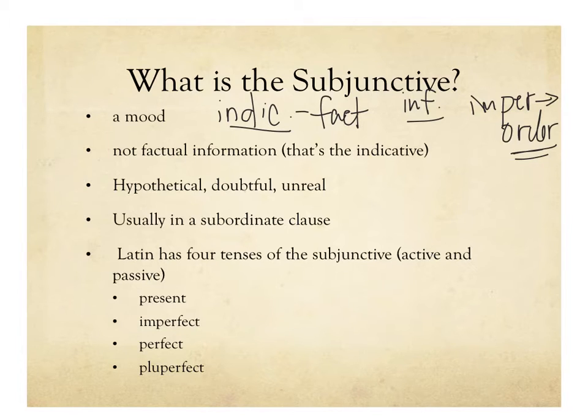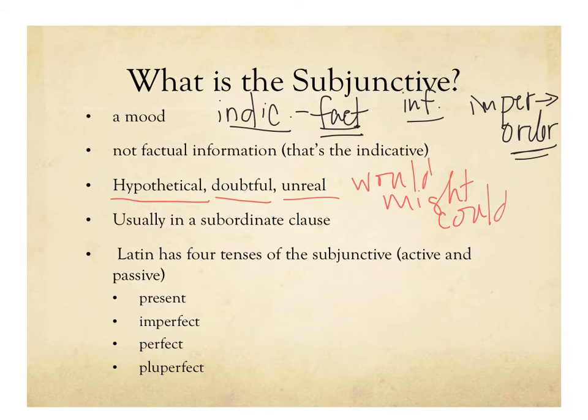And so we do have these other moods that we know. The subjunctive is a mood that we're going to use for really specific purposes. Unlike the indicative, which is about factual information, the subjunctive is not about factual information. It's about what your book calls hypothetical or doubtful or unreal situations. These are things that in English we usually indicate by words like would, might, could, may, right? Things like, well, it may rain, it might be cold, where there's doubt or uncertainty.